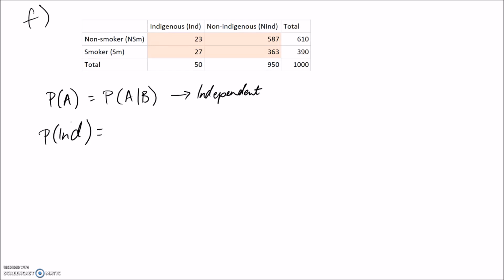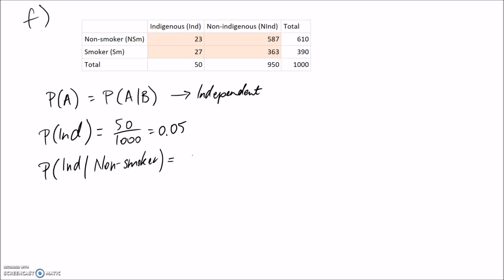So the probability that someone is Indigenous, we did that one before, it's going to be 50 out of 1,000, so about 0.05. So now if we look at the conditional form, the condition that we can put on that is you might be Indigenous and you might also be a non-smoker. So what we're looking for here is if you're a non-smoker, what is the chance that you're Indigenous? Other way around.